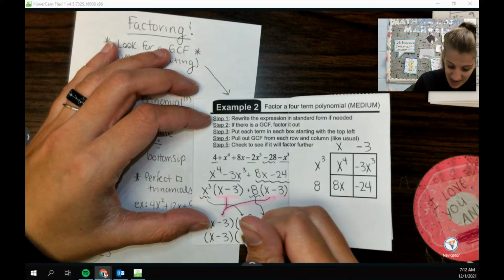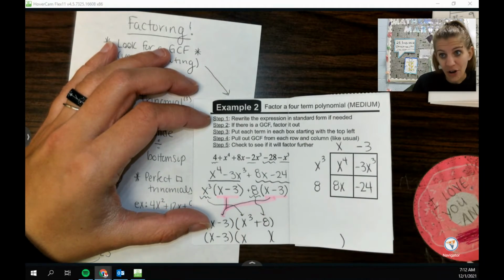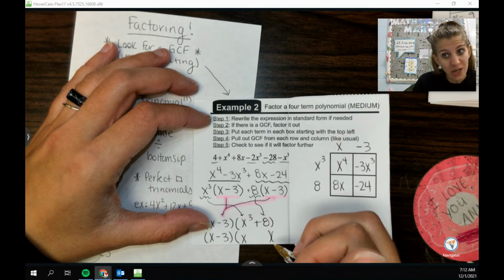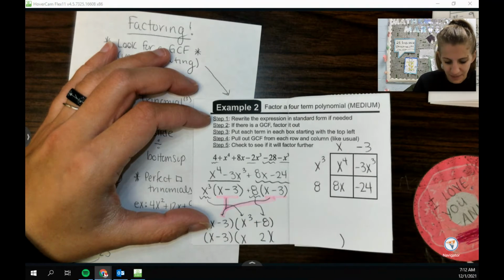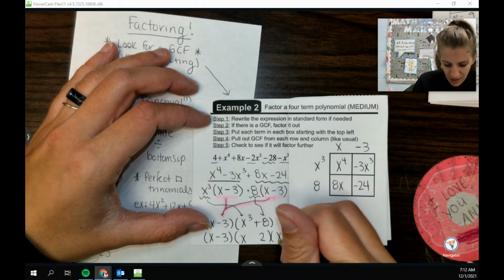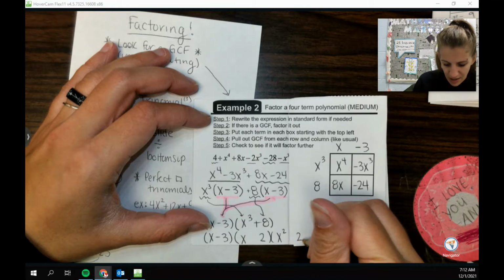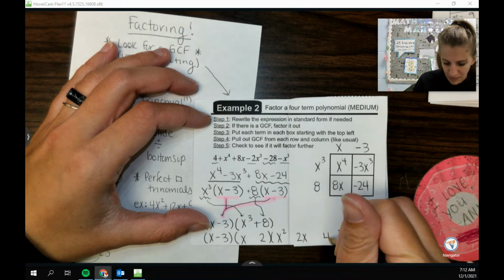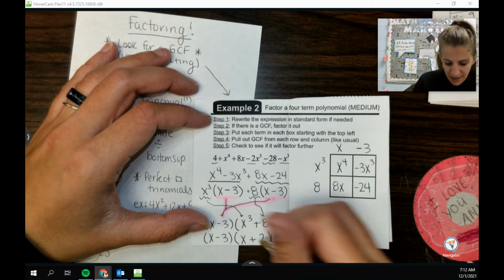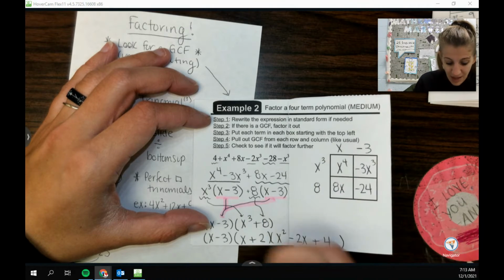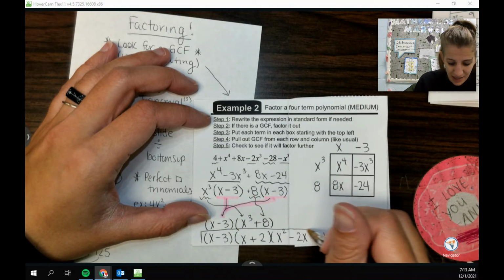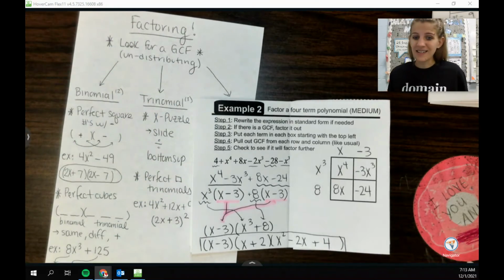And so x times x times x is x to the 3rd, and 2 times 2 times 2 is 8. And then I square, multiply, square. Signs go same, different, positive. And then that is your final answer.